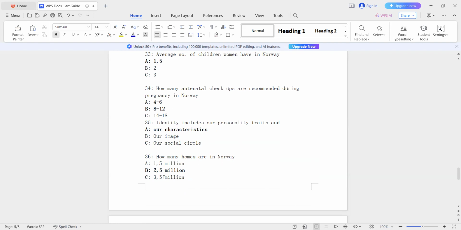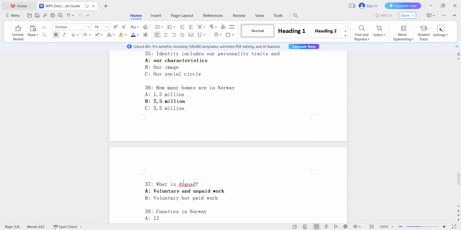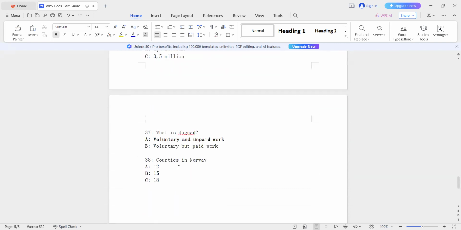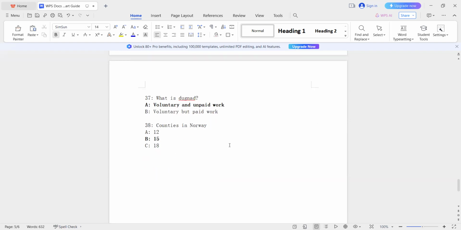How many homes are in Norway? 2.5 million. What is dugnad? That is voluntary unpaid work. Counties in Norway: 15 counties. So these are in the sample paper, which contains 38 questions.